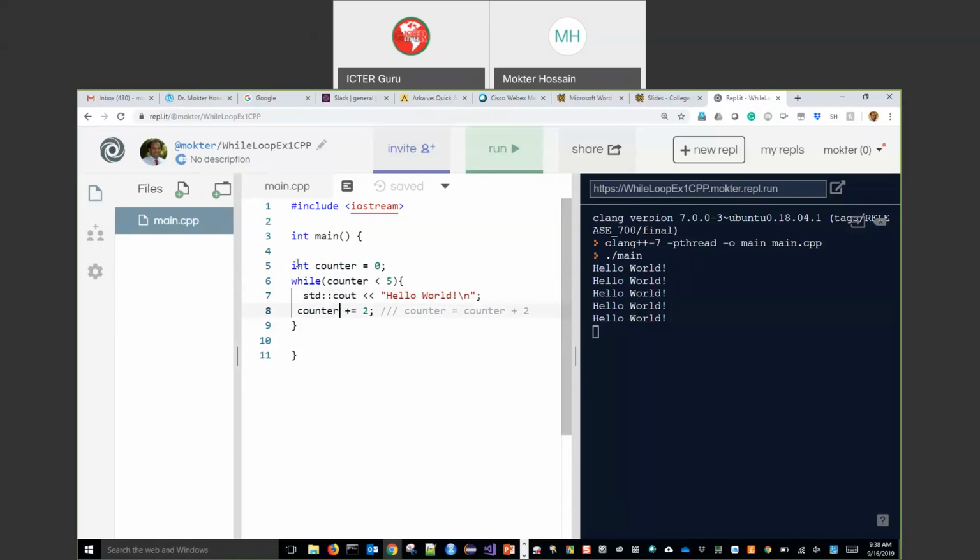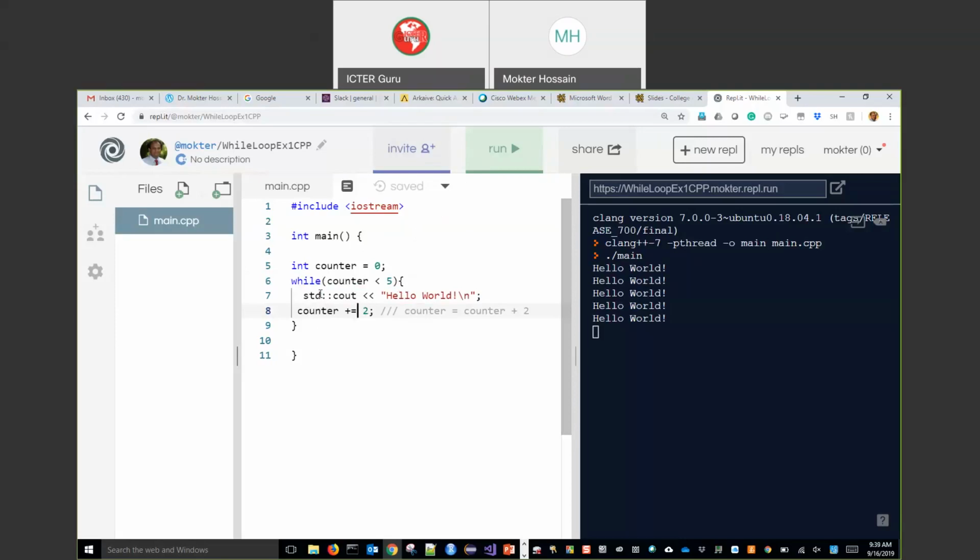Then coming back again, it will return to line number 6. It will check, is 2 less than 5? Yes. Then it will execute this statement again and make the counter 2 plus 2 equal to 4. It comes back to the while statement and checks, is 4 less than 5? Yes, right? It will execute this statement another time. So I got 1 for 0, 1 for 2 and 1 for 4. So I will get 3 times, and after that it will make counter equal to 4 plus 2, 6.